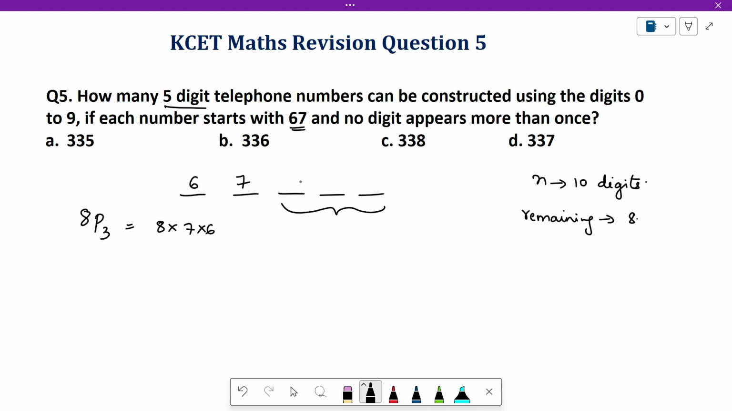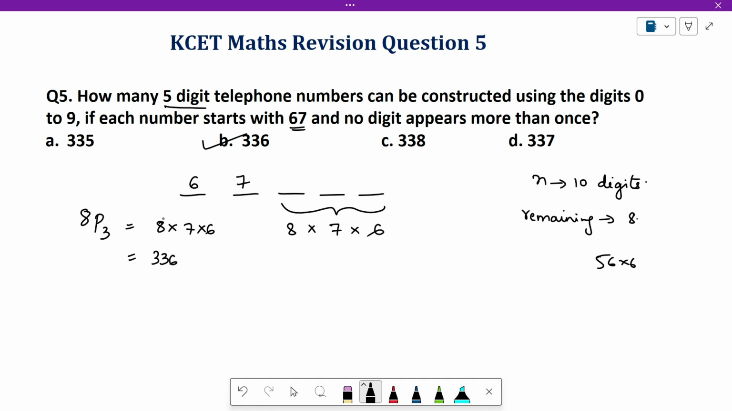Or in other words, if you have to directly solve it, there are 10 digits out of which 2 digits are already used here. So 8 remaining digits are there. In that you have 8 different choices for this digit, and then you have 7 choices for this, and then you have 6 choices for this, because digits do not repeat. 8 into 7, 56. 56 into 6 is 300 plus 36. Answer is 336.